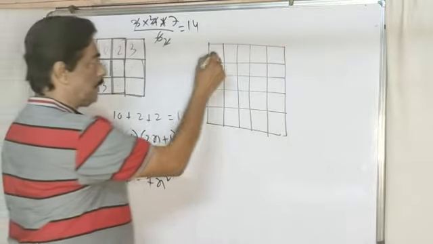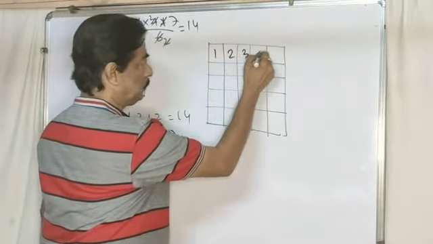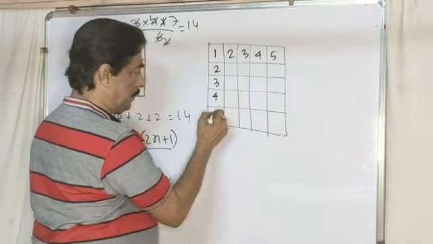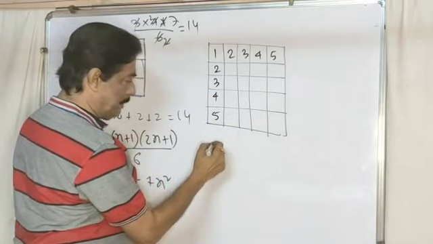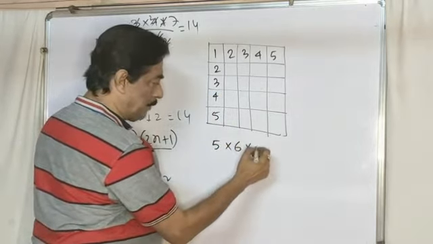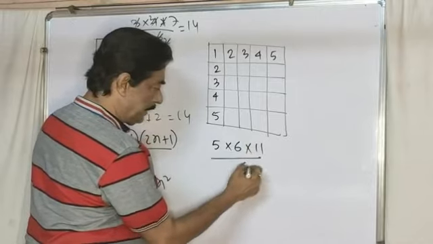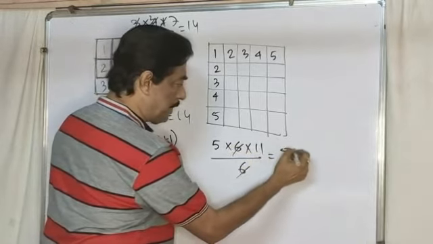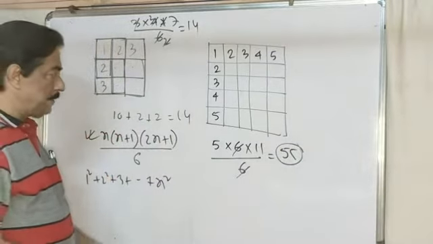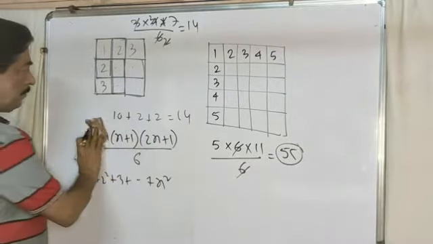Now here 1, 2, 3, 4 and 5. We can write n means 5, into n plus 1, 6, 2n plus 1 means 11, by 6. 6 is cancelled. So 55 is the number of squares inside the figure. Most important. Now they are giving another problem.